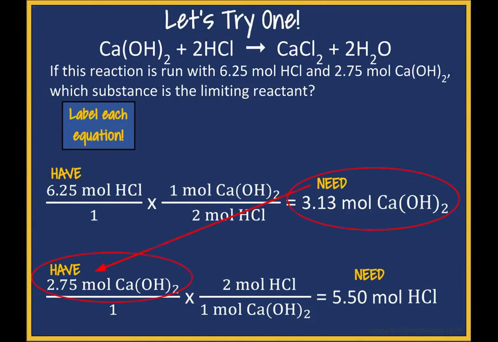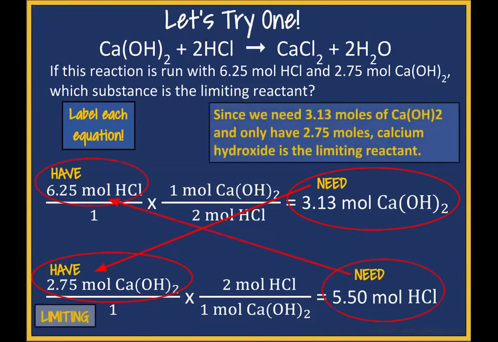Now we're going to compare what we have and what we need. We need 3.13 moles of CaOH2. We have 2.75. We need 5.5 moles of HCl, but we have 6.25. Okay, we're going to compare what we have and what we need. Since we need 3.13 moles of CaOH2 and we only have 2.75, calcium hydroxide is the limiting reactant. We need more than we have, so it's the limiting.